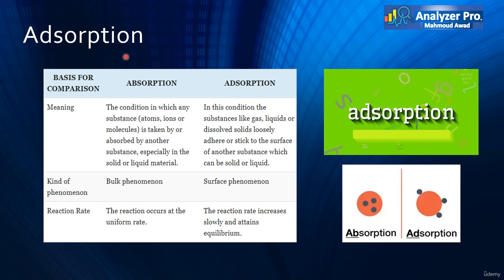The third point to consider is adsorption. First, we need to understand the difference between absorption and adsorption. Absorption is the condition in which any substance is taken by, or absorbed by, another substance, especially in solid or liquid materials. While adsorption, the substance like gas, liquid or dissolved solids only loosely adhere or stick to the surface of another substance that can be solid or liquid. The absorption phenomenon is a bulk one, where adsorption is a surface phenomenon. The absorption reaction occurs at a uniform rate, while adsorption reaction rate increases slowly till it attains equilibrium.